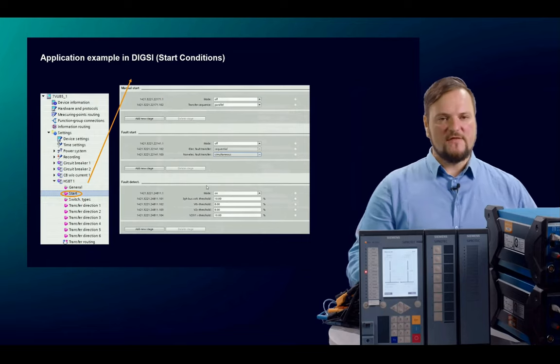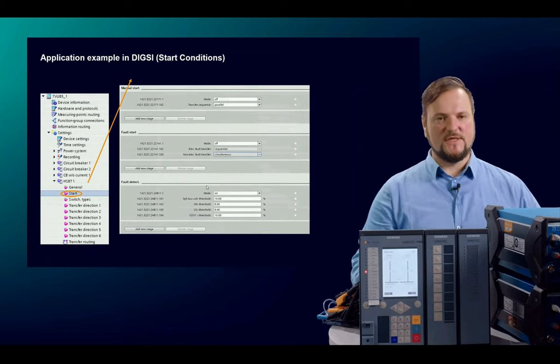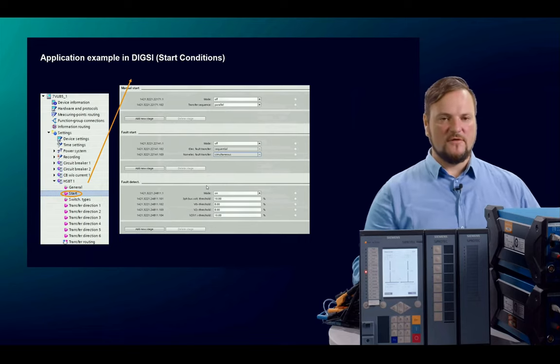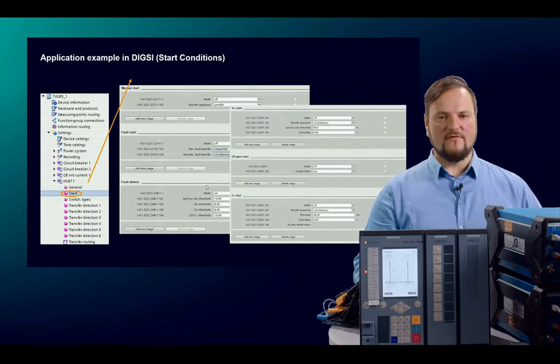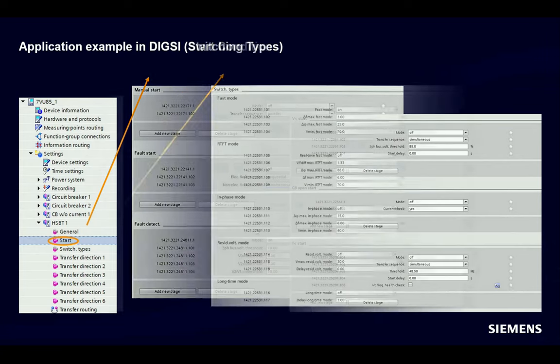When we come to the next function, this is the start condition. For the start condition we have the manual start, the fault start, and fault detection. Then we have the undervoltage start, the underfrequency start, and the CB inadvertent open start. And all these start types can be enabled or disabled separately, as you like.